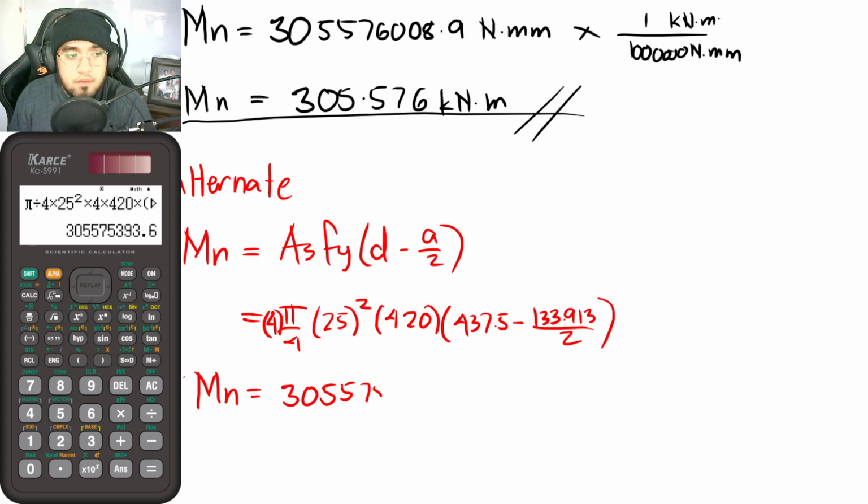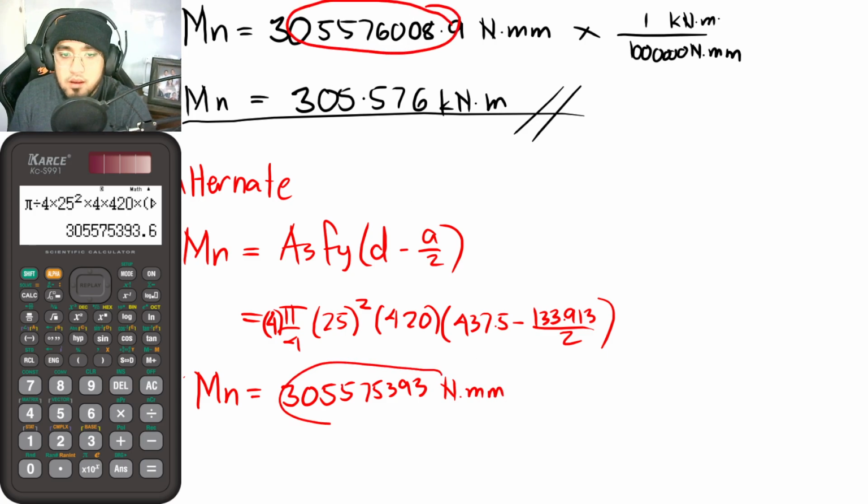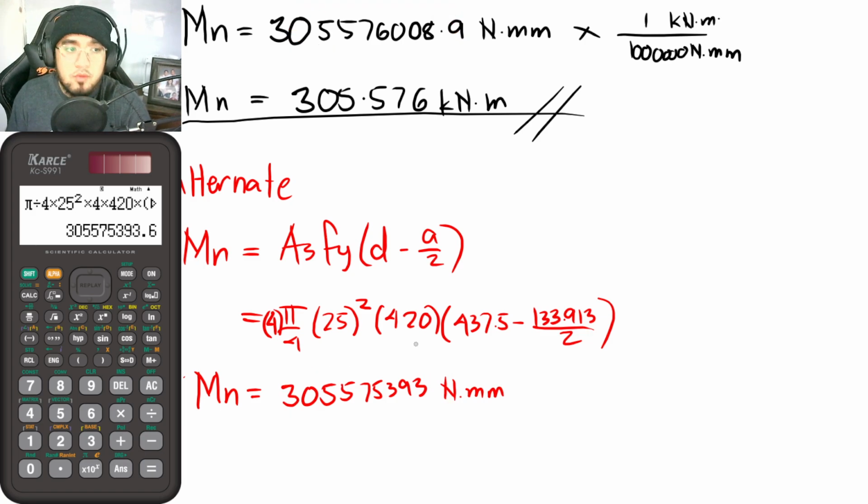So our answer here is 305,575,393 Newton millimeter. So as you can see, they differ a bit, but that is dependent upon your rounding off of numbers. If you did not round any numbers, your answers must be exactly the same. But if you convert this into kilonewton meter by dividing by 1 million, our Mn is now the same. Almost.